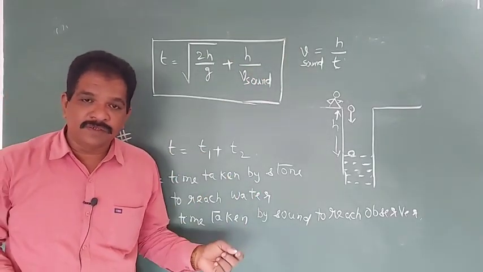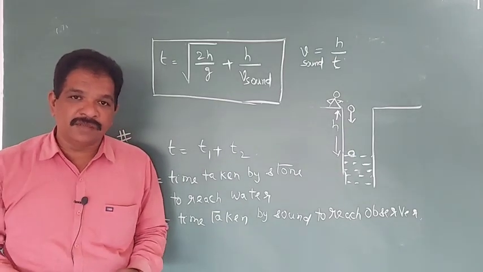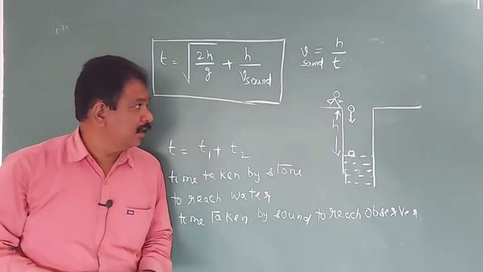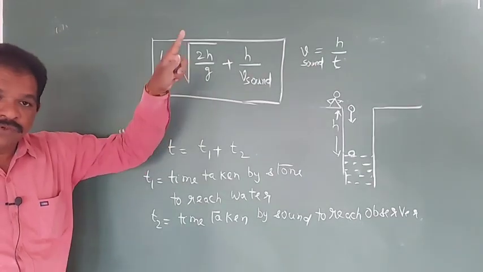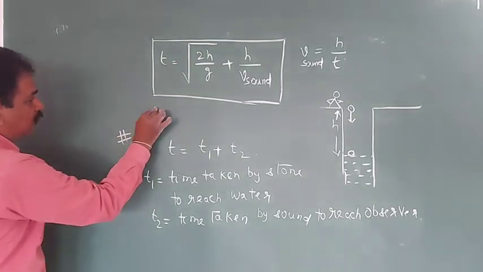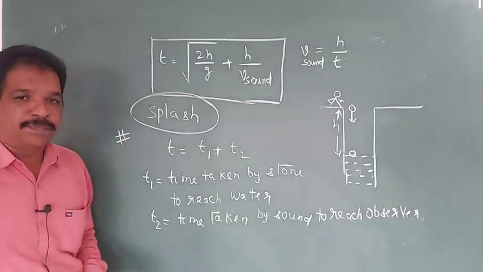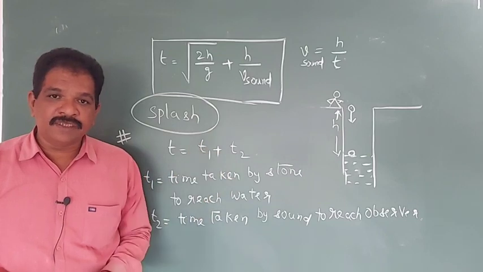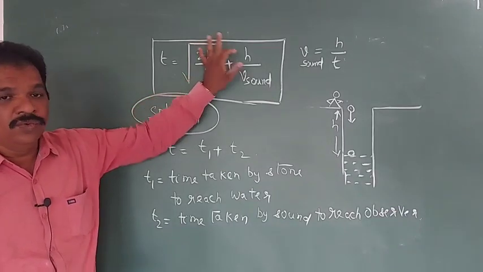A stone is dropped into a well and the splash of sound is heard after t seconds. Find the depth of the well means you have to use this formula. If you use t is equal to root 2h by g, that answer will be wrong. Remember this word: they will always mention splash. The splash of sound is heard after t second. Find the depth of the well. Then you have to use this formula.